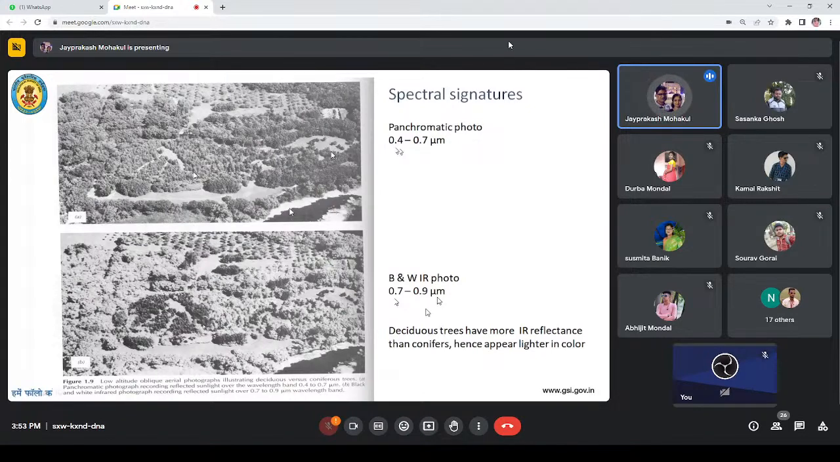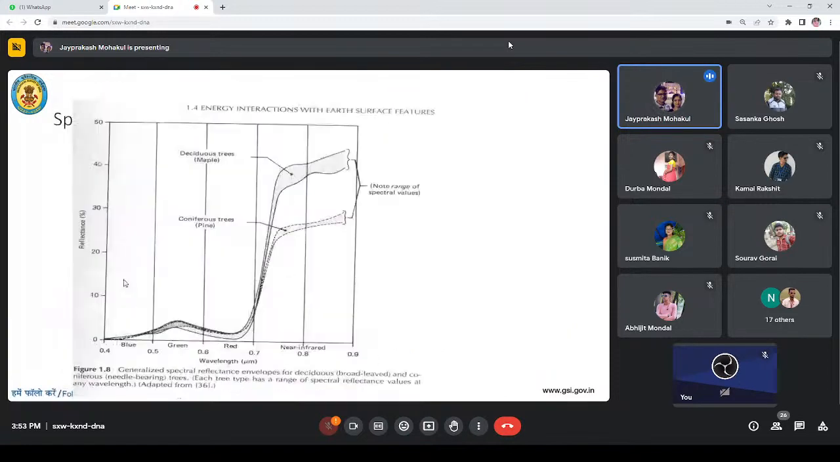These are not trees, so you can discount this. But amongst the vegetation, you can discount these areas based on their shape and all that. But these are the trees, right? Now, amongst the trees, if you see the deciduous trees, like here, they have higher reflectance in the infrared range, as we saw here, right? This has higher reflectance in the NIR range.